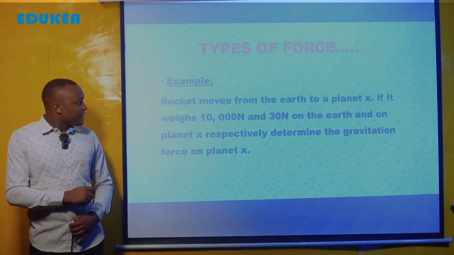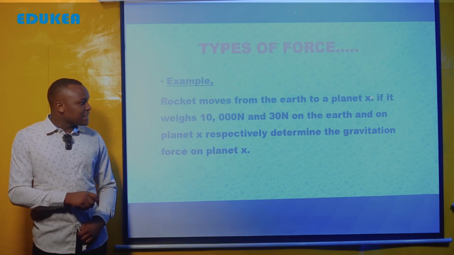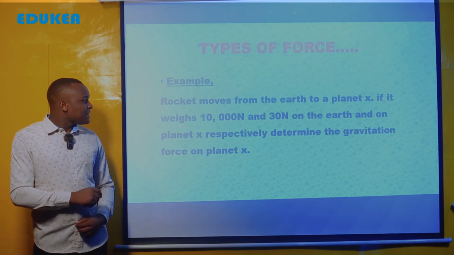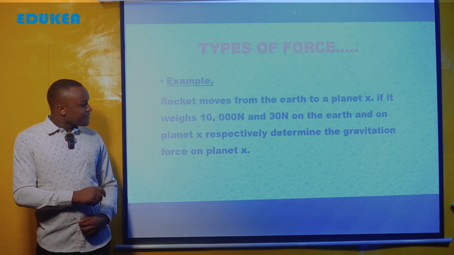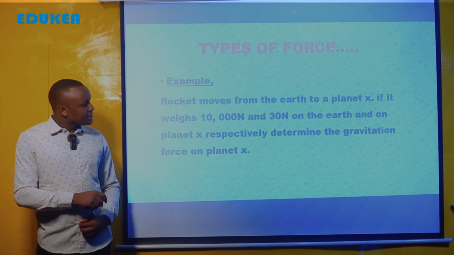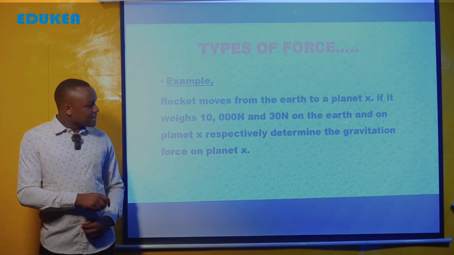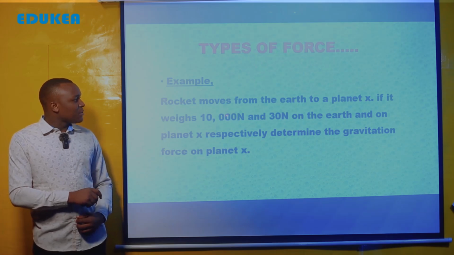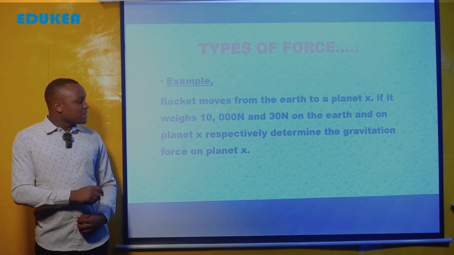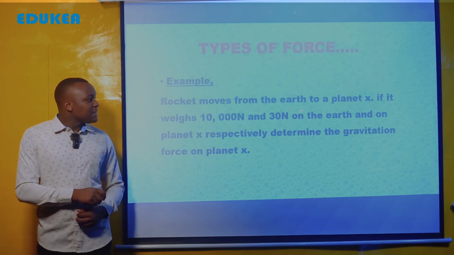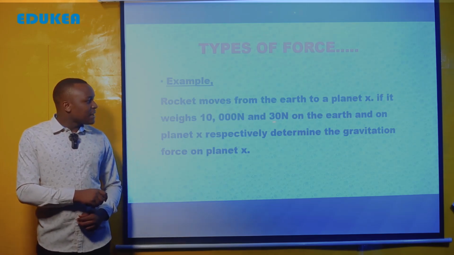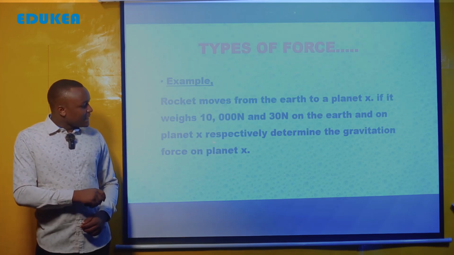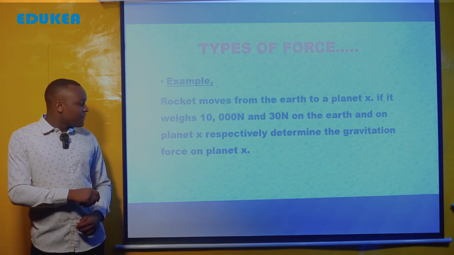For example, a rocket moves from the Earth to a planet X. If its weight was 10,000 and 30 Newton on the Earth and on the planet X respectively. Means when that object was on the Earth, its weight was 10,000. But when it moved to planet X, its weight became 30 Newton. Then determine the gravitational force on the planet X.